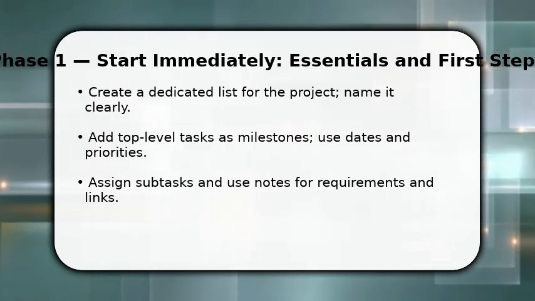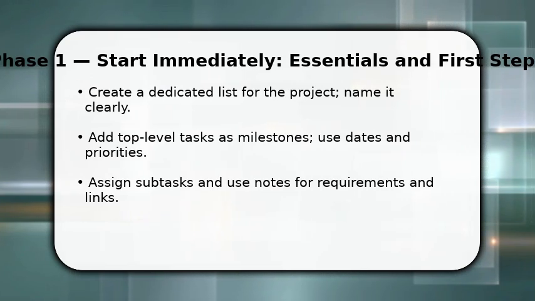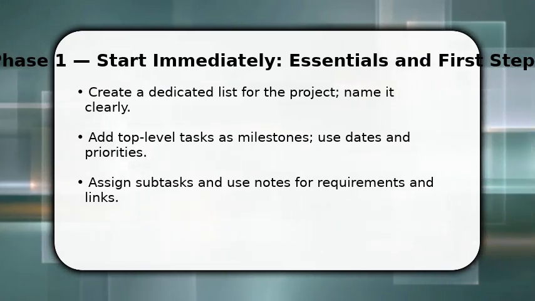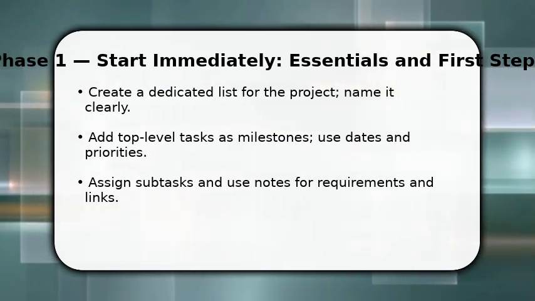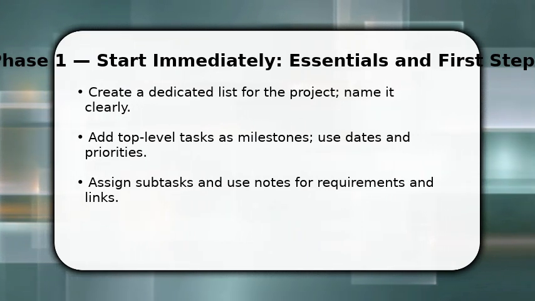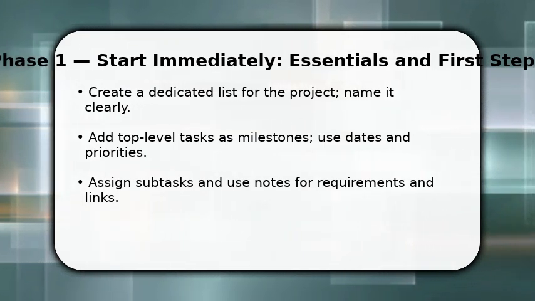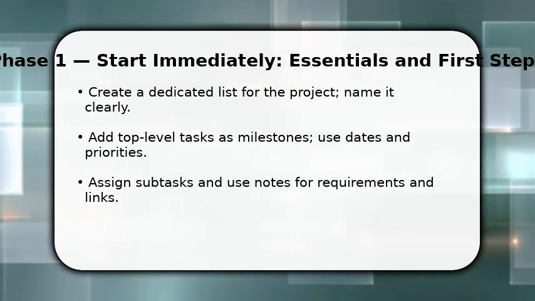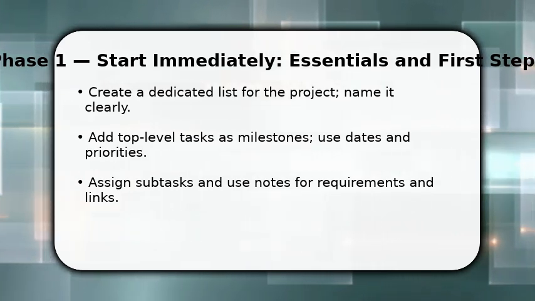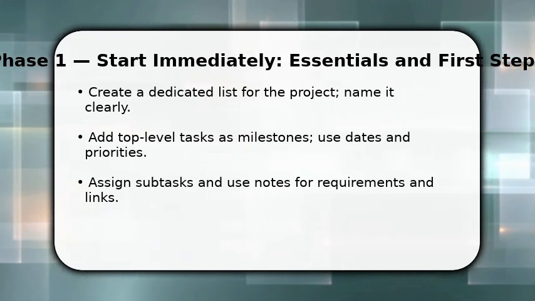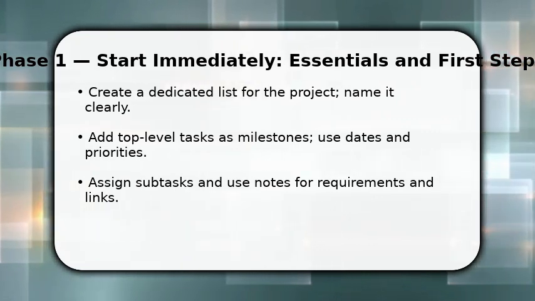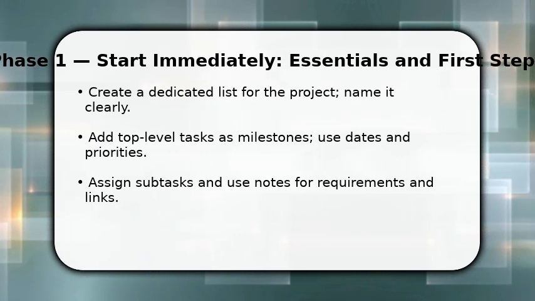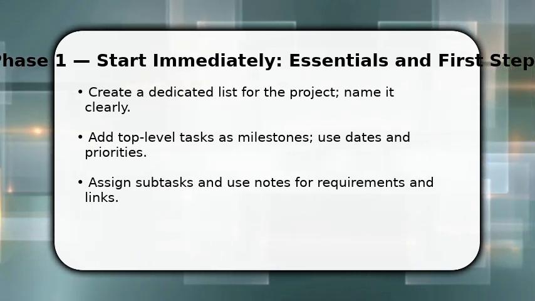You start by creating a dedicated project list in Google Tasks. Name it so it's unmistakable. Add 3-5 top-level tasks that represent milestones, then immediately assign due dates and priorities so work surfaces in Gmail and Calendar. Once done, open a task and add subtasks for actionable steps, plus short notes that capture requirements or links. Make sure to sync across devices so you never lose context.